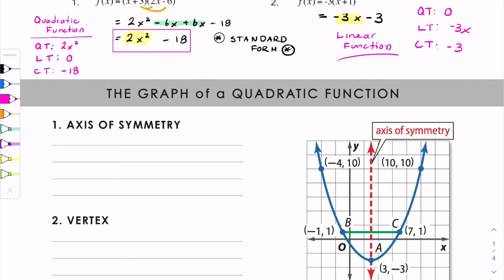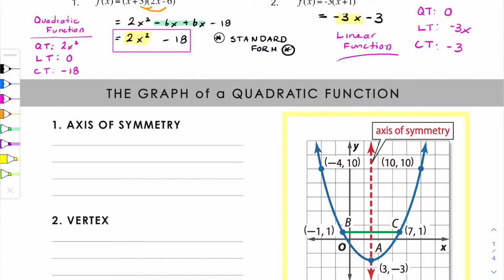All right, the graph of a quadratic function. Here is what the graph of a quadratic function looks like. It looks like a U. We actually talked about these earlier with the family of functions unit. So we graph this function in the shape of a U. It does have some key parts.